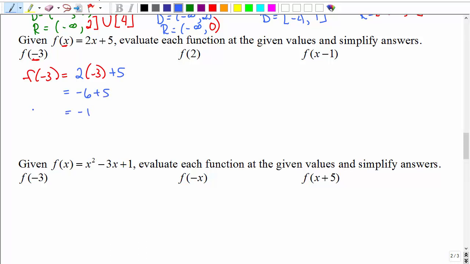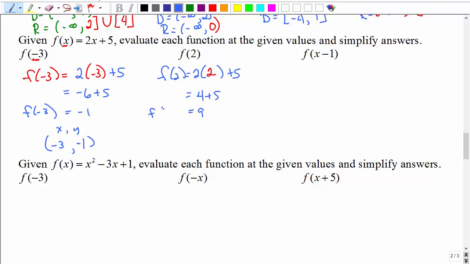And then you just do arithmetic. So f of negative 3 equals negative 1. And remember from the graph, what does that mean? That's an ordered pair of x is negative 3 and y is negative 1. So f of 2 would be 2 times 2 plus 5. So again, f of 2 is 9, so another ordered pair on this graph is 2 comma 9.